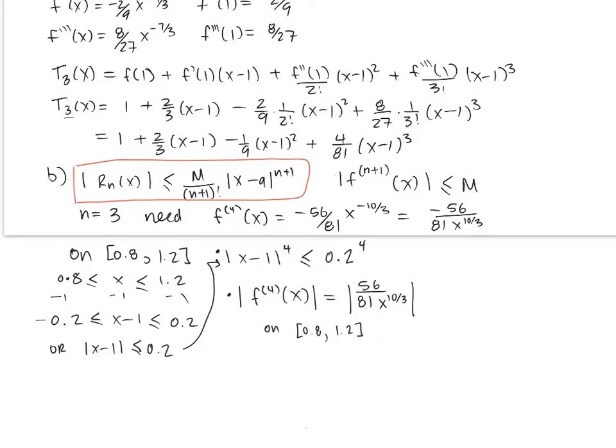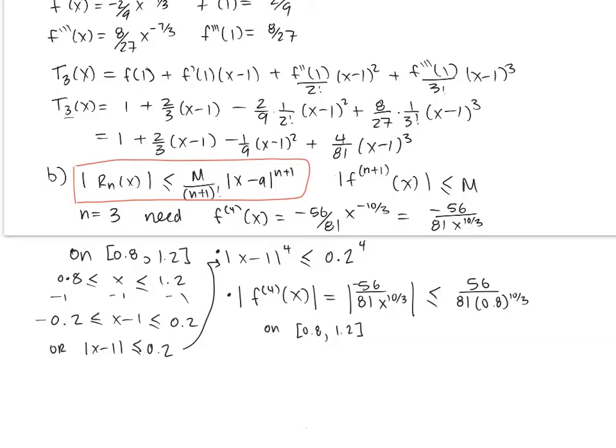At 0.8. So this is less than or equal to, and I also got rid of the negative sign because it doesn't matter, 56 over 81 times 0.8 to the 10/3 power. So you just think to yourself that this function that I have is decreasing, therefore it's biggest at the left endpoint. If the function you had were increasing, at what endpoint would you be biggest? The right one. It also could happen someplace in the middle, correct? Yes.